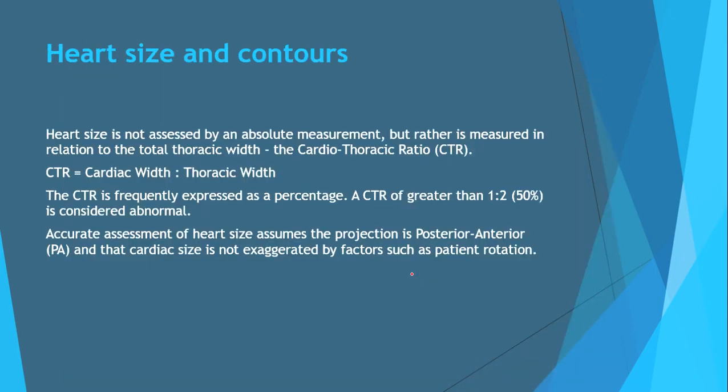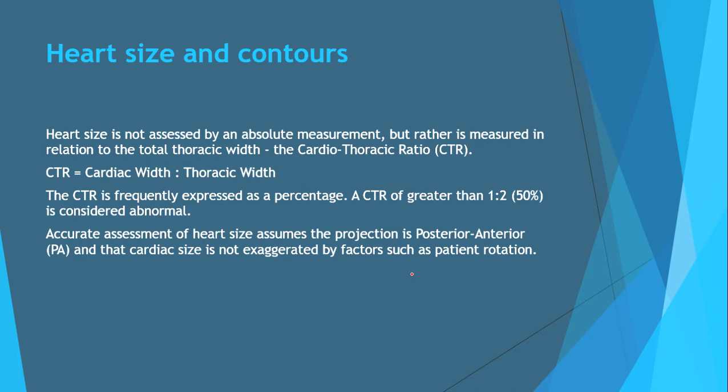Heart size and contours. Heart size is not assessed by an absolute measurement, but rather is measured in relation to the total thoracic width, the cardiothoracic ratio. Cardiothoracic ratio, cardiac width to the thoracic width. The cardiothoracic ratio is frequently expressed as a percentage. A CTR greater than 1 to 2, or 50%, is considered abnormal.